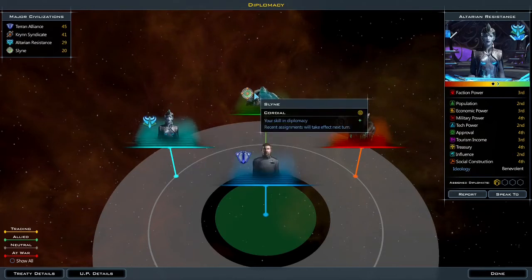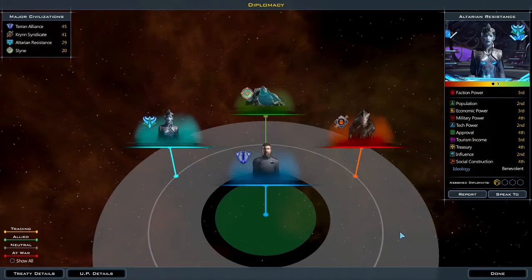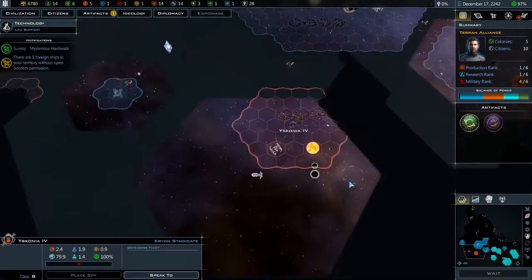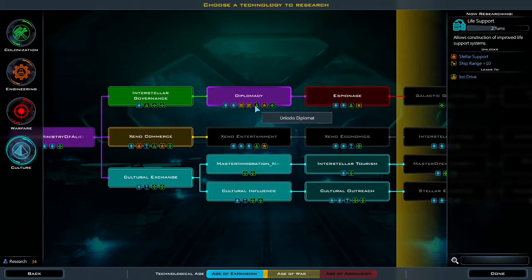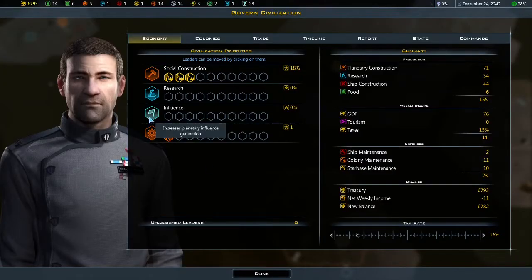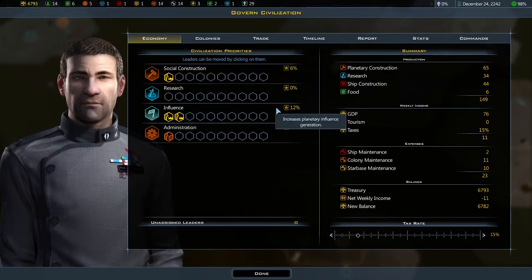And as you can see, recent assignments will take effect next turn, and when we go to the next turn, we should see our relationships get better. Yeah, and by the way, you unlock diplomats by getting diplomats from the Technology Tree. And after you get the diplomats also, you can increase your influence from here. We do have a lot of construction, so we don't really need that, so we can just move our leaders to increase our influence by 6% each, and diplomats also increase your influence if you're not using them, and that way you can increase your influence as well.